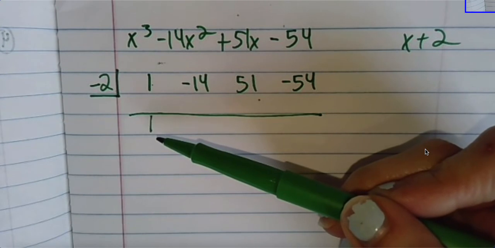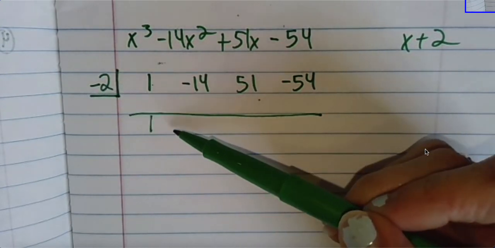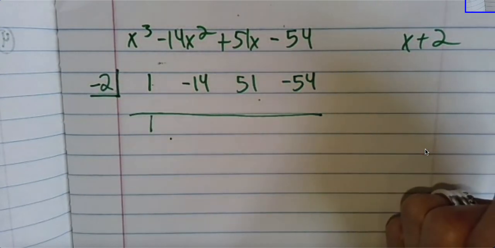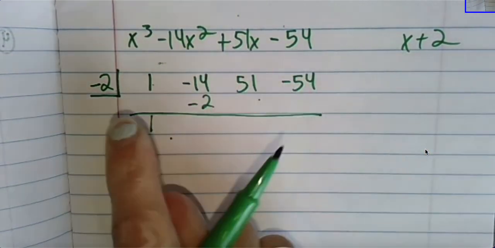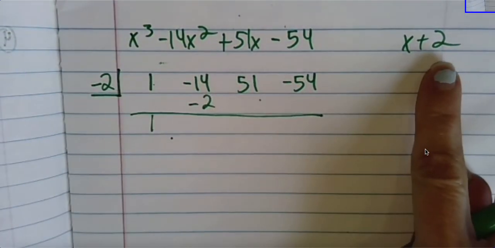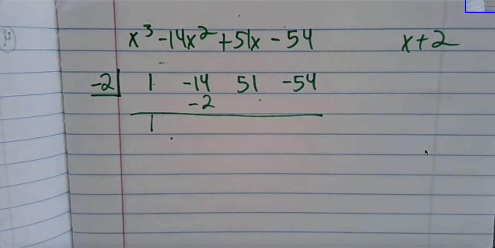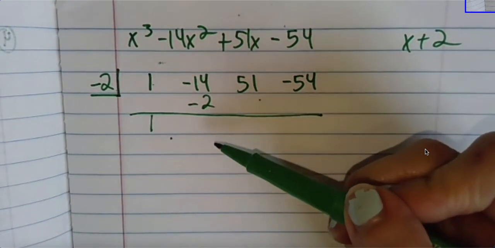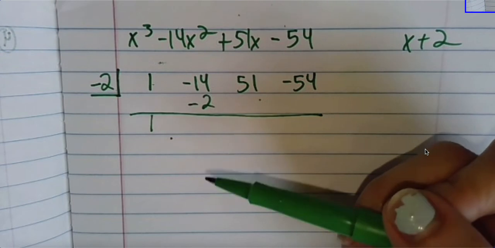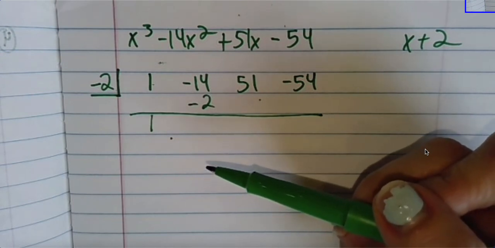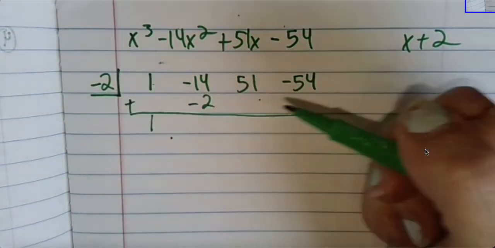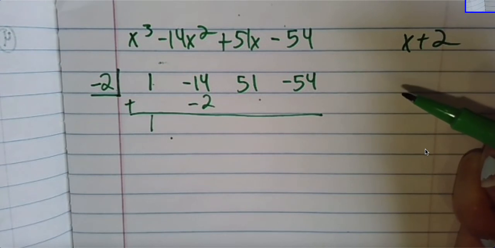Now, to get to our next one, we're going to multiply. What's -2 times 1? -2. Where did that come from? That is our root. They said this is what we would be dividing by, so it would be our root, -2. Now I'm going to take these, and this is where it's backwards. Before we subtracted, but this time we're adding. That's the hard part, remembering this is adding.